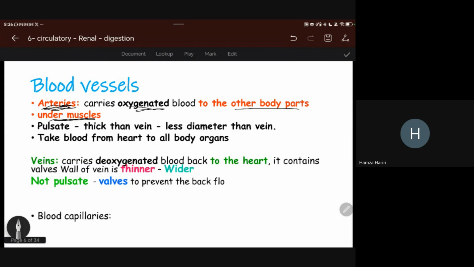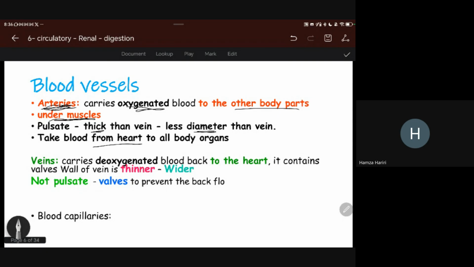Okay, they have thicker walls than veins, and their diameter is very small. That's why the blood rushes through them at very high pressure, because the space within the artery is very small, because its diameter is very small. Why so? Because it has thick walls. Okay, and as we said, they take blood away from the heart to the body or to the organs. Okay, so what are the characteristics of arteries?